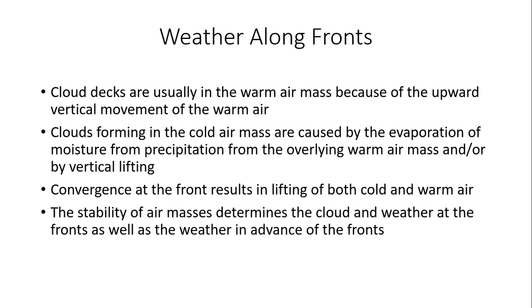Stability of air masses is also going to determine the cloud and weather at the fronts, as well as the weather in advance, out ahead of those fronts. So we have to look at the stability of the air masses as well. We have to look at the slope of the fronts. How steep or gradual are those slopes? What about the speed of movement? How fast are these fronts moving? Are they fast-moving fronts or slow-moving fronts? So these are all factors that we think about when we want to really get a good understanding of what type of weather we'd see along these fronts, what type of clouds we would see.